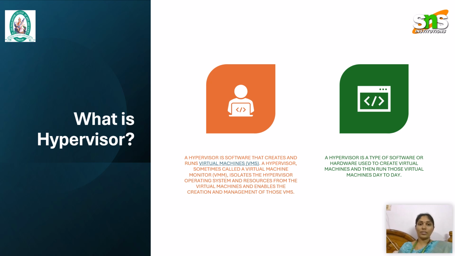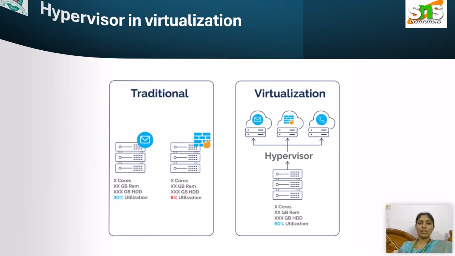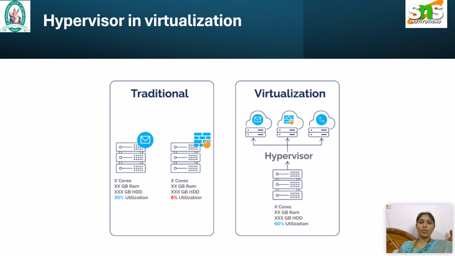Next one is hypervisors in virtualization. There is traditional virtualization, encoding, GPU, then RAM. But with a hypervisor, there is one physical machine connected with multiple virtual machines.